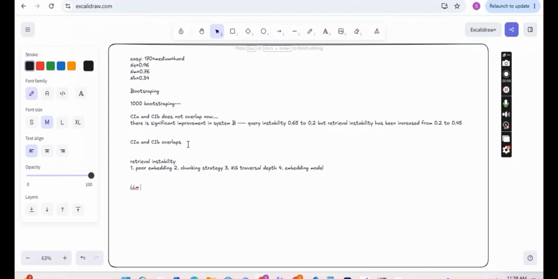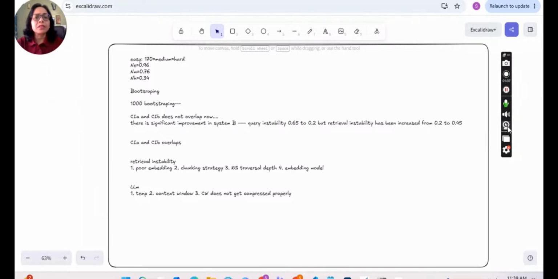Some LLM instability reasons can be, first, temperature, which introduces randomness. The second is the context window, which may explode; context window explosion happens. Third is that the context window does not get compressed properly. So in these cases, we need to consider them one by one. For example, for retrieval instability due to poor embeddings, we need to check what embedding techniques are used and how they can be improved.